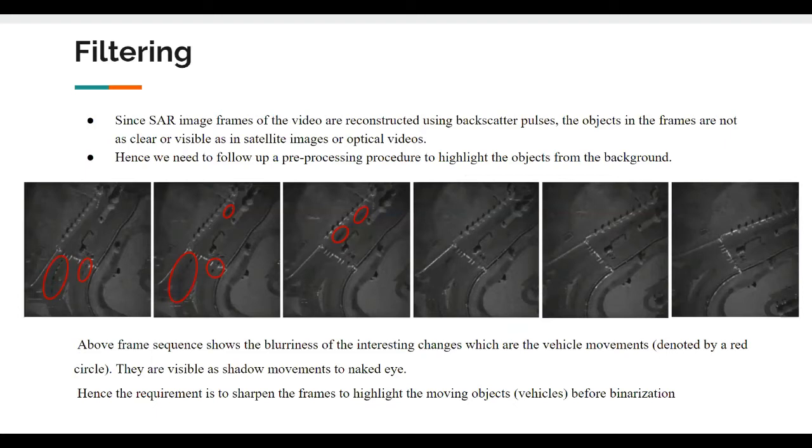So these are some consecutive image frames that we acquired from that video I showed you earlier. In these red circles, you can see the moving cars. Since these SAR images are reconstructed using backscatter pulses, and these backscatter pulses are not uniform, the objects or their shapes are not very visible or clear in the frame. So we need to have pre-processing techniques.